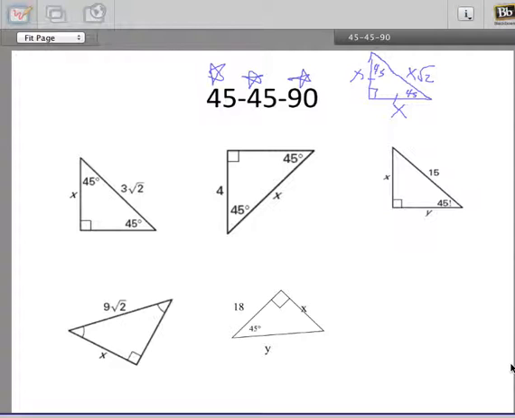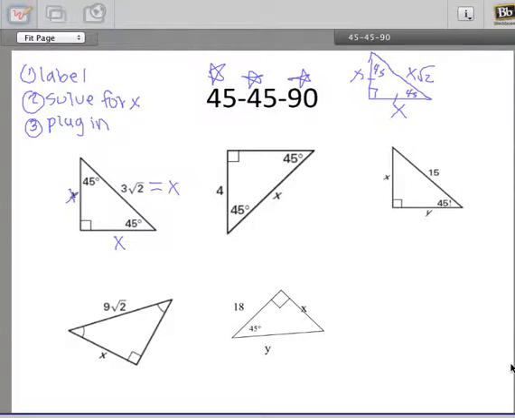But just like on the other page, we're first going to label our picture, then we're going to solve for x, and then we're going to plug in. So I'm going to label my picture. This side is x. This side is x. And this one equals x radical 2. I'm going to solve for x just by getting x by itself. We divide by radical 2. So the x equals the 3. So this side will be 3, and this side will be 3.